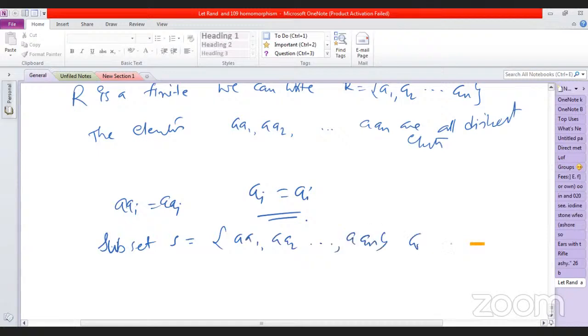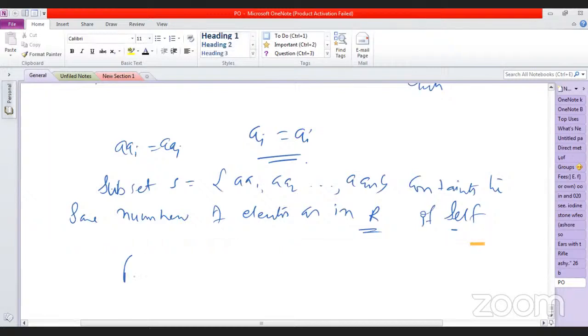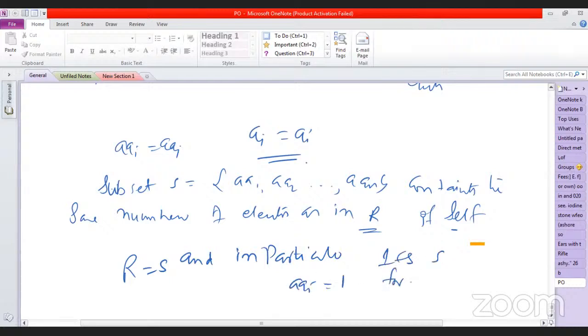So S contains the same number of elements as in R. What is R here? Finite integral domain, sir. First we have taken it. Yes, 1 in R, a particular one, belongs to S. So aai is equal to 1 for some a.